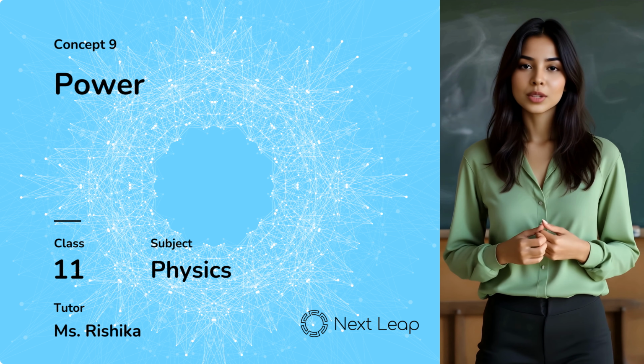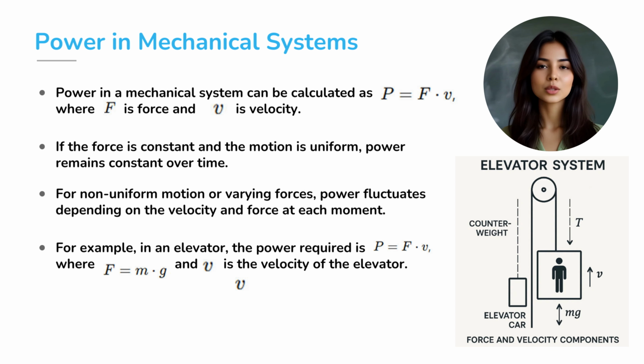For instance, in an elevator system, power is needed to lift the weight at a certain speed. If the elevator is going up at 2 meters per second and the force required to lift the load is 500 newtons, we use the formula P equals 500 times 2 and we get P equals 1000 watts. That means the motor is doing 1000 joules of work every second to keep that elevator moving at a steady pace.